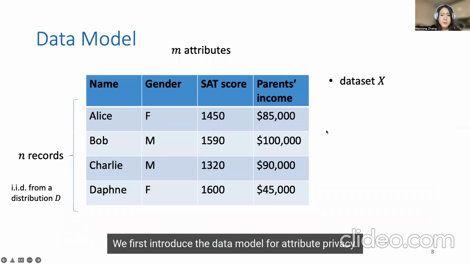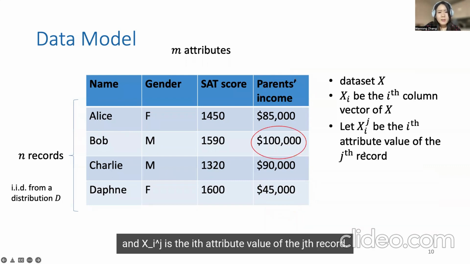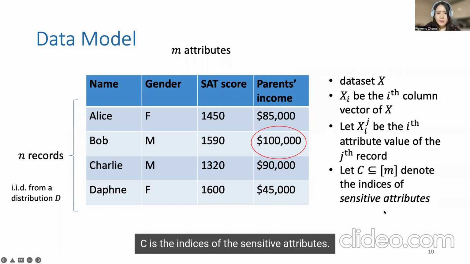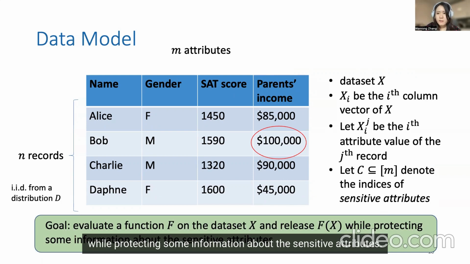We first introduce a data model for attribute privacy. A dataset X contains n records, each with m attributes. Each record is sampled i.i.d. from an unknown distribution, where the distributions within a record may be correlated. We let X_i be the ith column of X, corresponding to the ith attribute, and X_ij is the ith attribute value of the jth record. C is the set of indices of sensitive attributes. And the goal is to evaluate a function f on the dataset X and release f(X) while protecting some information about the sensitive attributes.